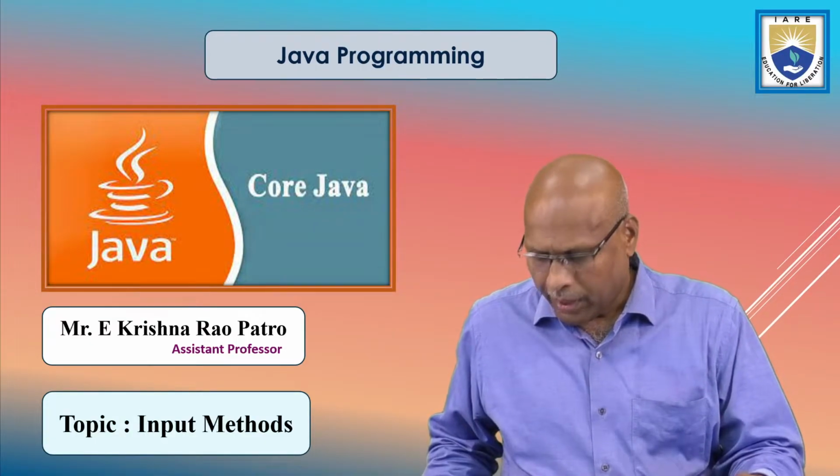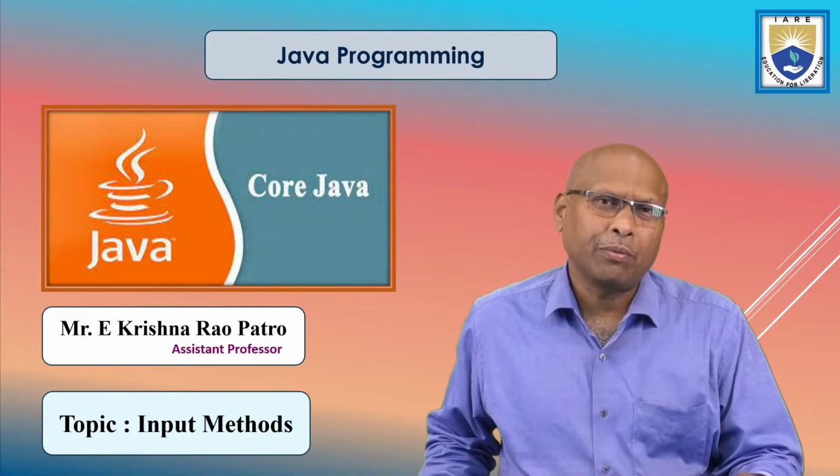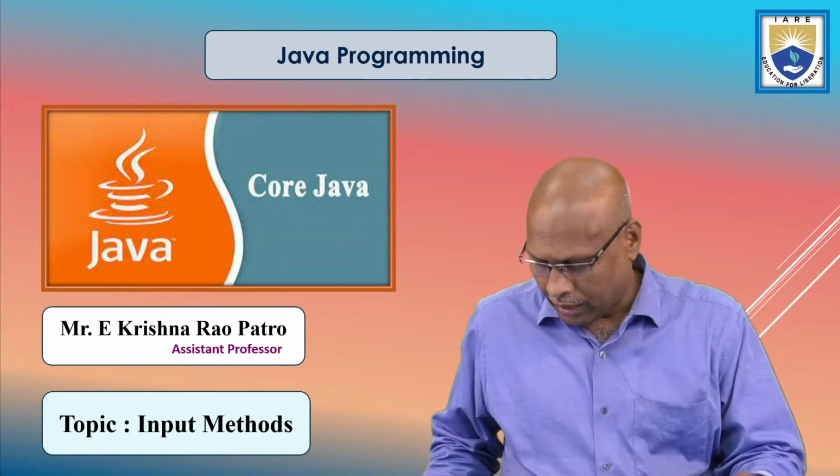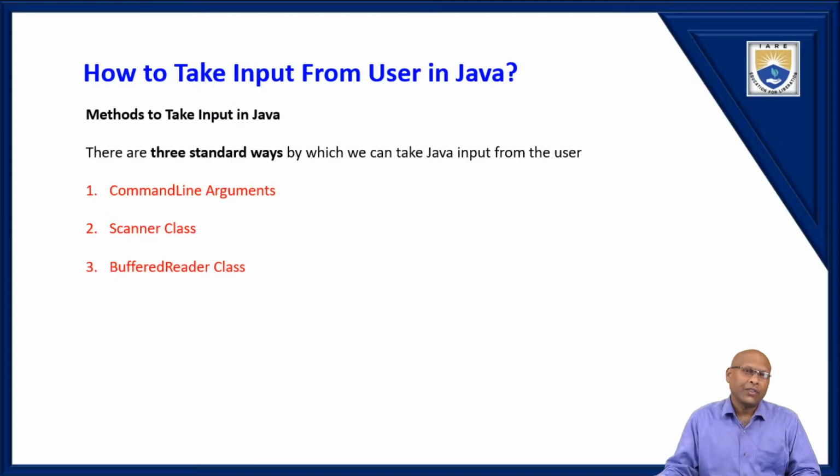Every language supports various mechanisms for reading the data. There are different functions and different techniques. Those techniques we'll discuss one by one. There are three standard ways in Java. Actually, many ways are there, but the standard ones are these three. One is the command line argument technique. Second is the Scanner class. Third is the BufferedReader class. Using these three techniques, you can read the data.